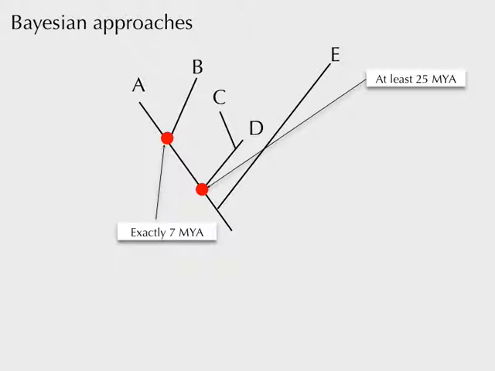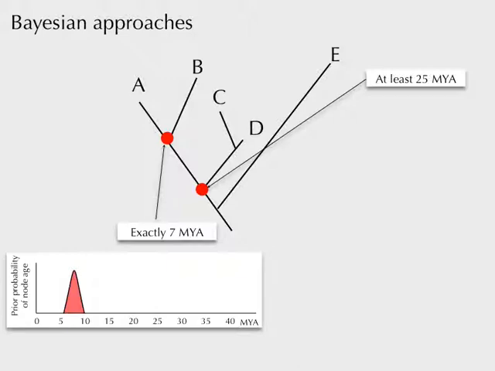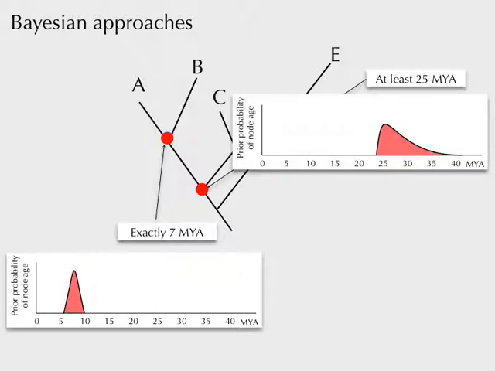Right. So, Bayesian approaches. Rather than saying this must be exactly 7, I can say there's a mean of 7 and some sort of uncertainty around that. So I can put the information I already had before I start my analysis in as a prior. This prior information I have going in, I use as a distribution. And this other one, being at least 25 million years, right?